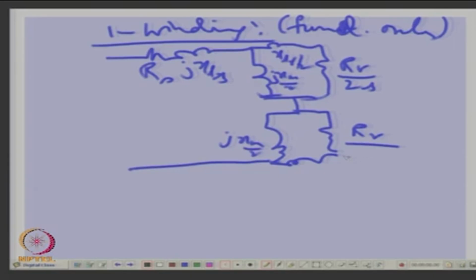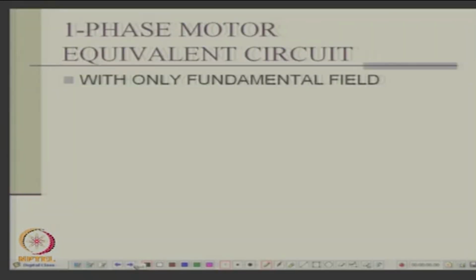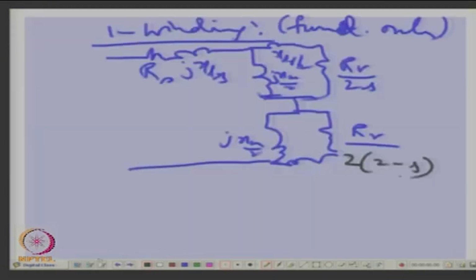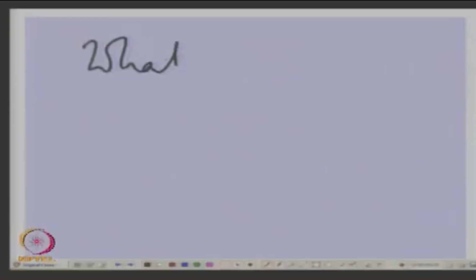Okay, so we had this, right. Now, we have this with only fundamental field. Now, I wanted to know what is slip for nth harmonic. What do you mean by S_n? That is also important, is it not? What is slip for fundamental?